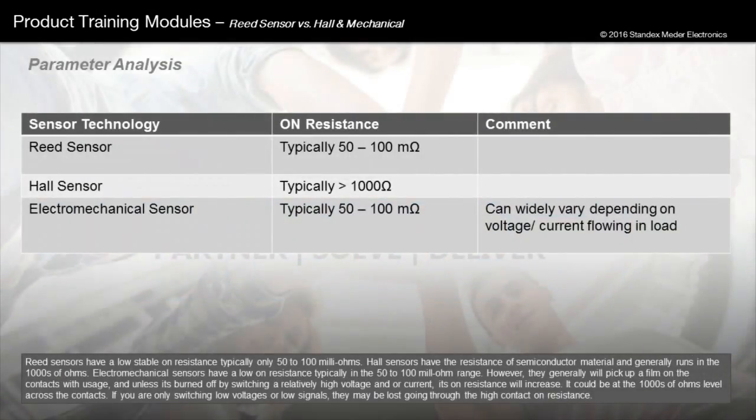Reed sensors have a low stable on resistance, typically only 50 to 100 milliohms. Hall sensors have the resistance of semiconductor material and generally run in thousands of ohms. Electromechanical sensors have a low on resistance, typically in the 50 to 100 milliohm range. However, they generally will pick up a film on the contacts with usage, and unless it's burned off by switching a relatively high voltage and/or current, its on resistance will increase. It could be at the thousands of ohms level across the contacts. If you're only switching low voltages or low signals, they may be lost going through the high contact on resistance.